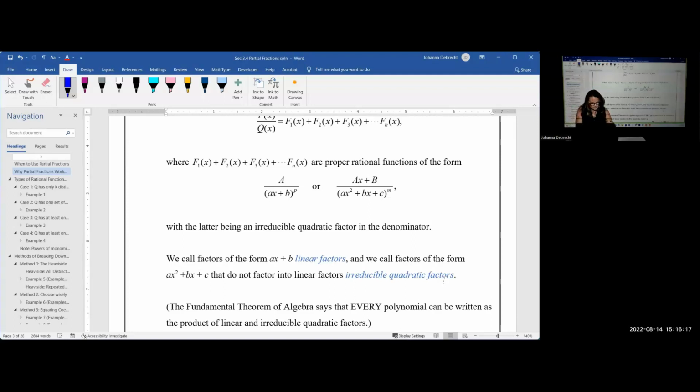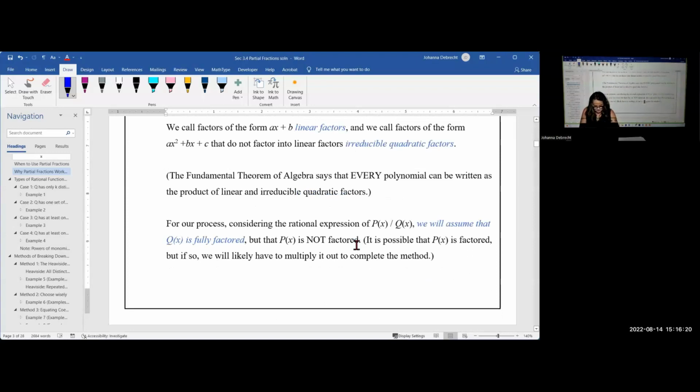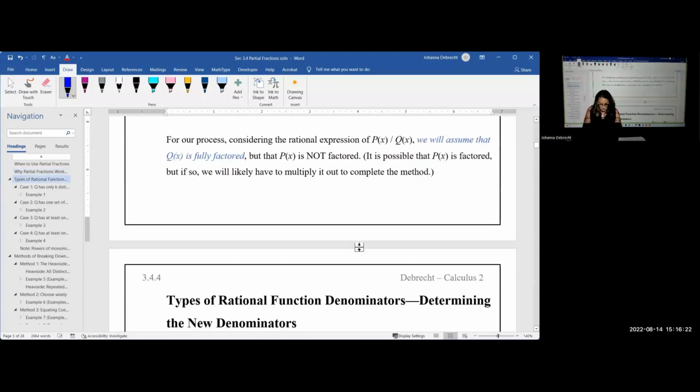Now, what's the next thing we want to take a look at? One of the things that we want to consider when we're doing this, before I go on to types of rational function denominators, is that the denominator does need to be fully factored. We're going to have to factor q of x completely. We don't really want p of x factored. If it is, you probably have to undo it and multiply it back out again. We don't want to factor the numerator. We don't even focus on the numerator at all. We're focused on the denominator and using the fundamental theorem of algebra to decompose it.